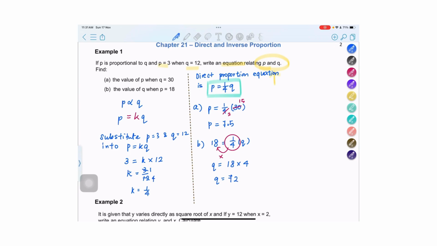Okay, this is a simple example of direct proportion. You probably can copy it down and try to understand it. Okay, let's move on to the second example.